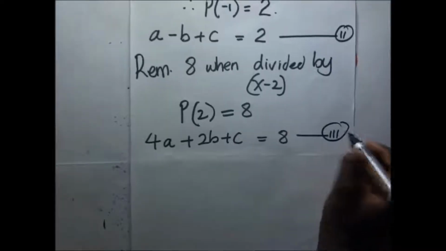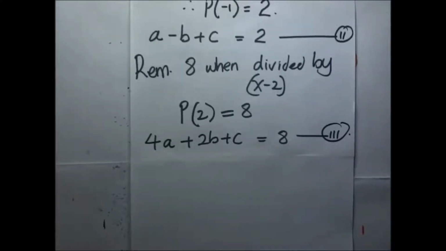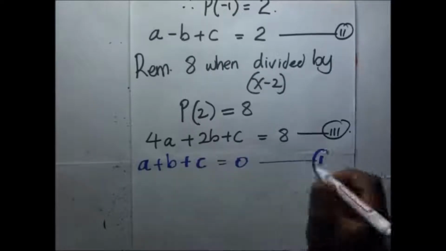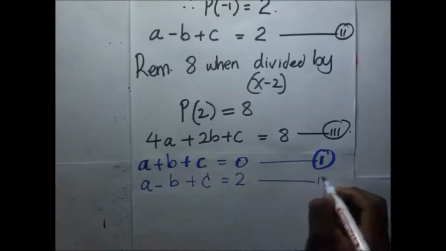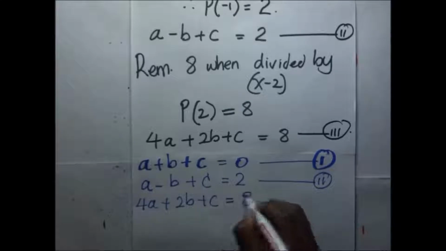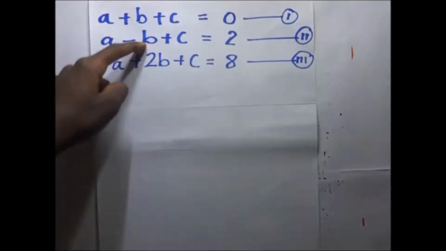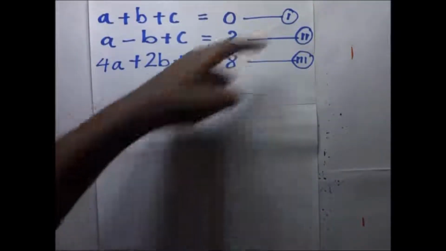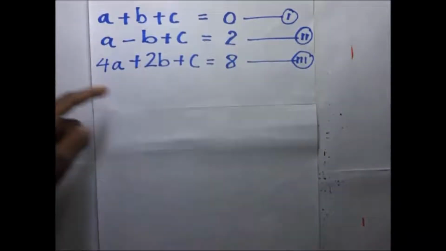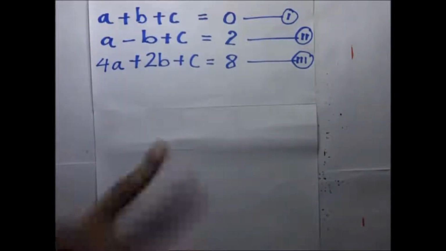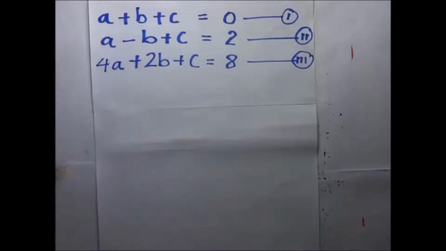That's our third equation. So now we have 3 equations here that we are supposed to solve simultaneously. So we are going to first pair equation 1 and equation 2. We get one equation. We pair equation 2 and equation 3. We get another equation. So those 2 new equations we will have gotten, we will solve those 2 again simultaneously and we get what we want.